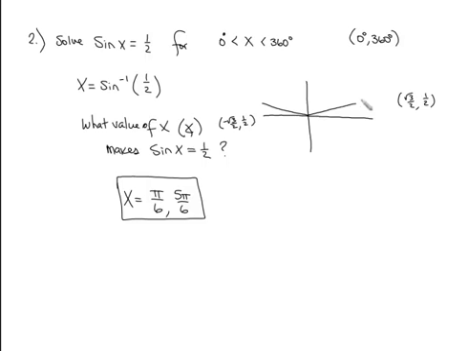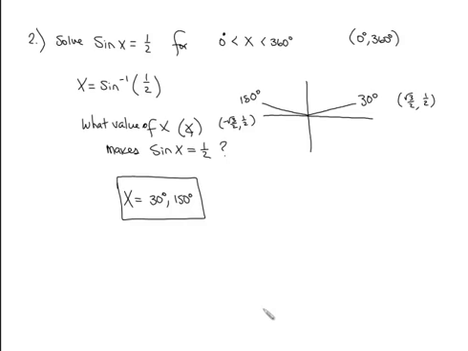So now instead of pi over 6, this will be 30 degrees. Instead of 5 pi over 6, this will be 150 degrees. And so that's the only thing that would change, the units that you write your answers in. So this would be the solution now.